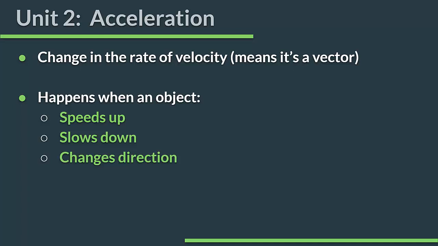Acceleration happens when an object speeds up, slows down, or changes direction. Because it's a vector, if you turn, that is also an example of acceleration. And again, you saw this in the gizmo that you were doing last week, because some of you had a misconception that acceleration always meant speeding up. But acceleration can also mean that you're slowing down.